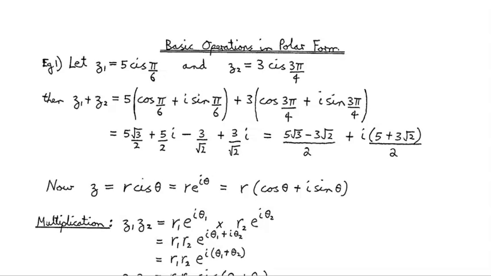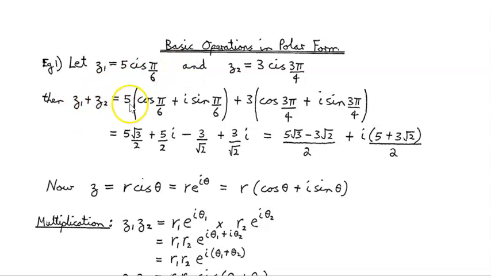This video is about basic operations in polar form. So let's start with a complex number Z1 expressed in polar modulus argument form, 5 cis pi on 6, and our second complex number Z2 is 3 cis 3 pi on 4.